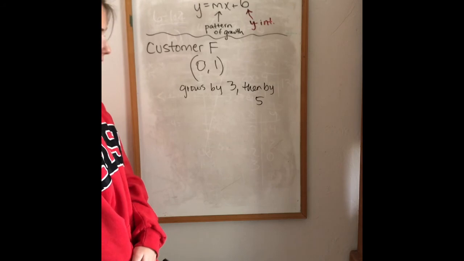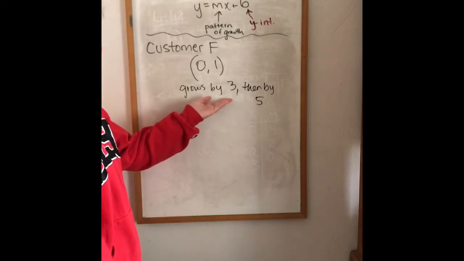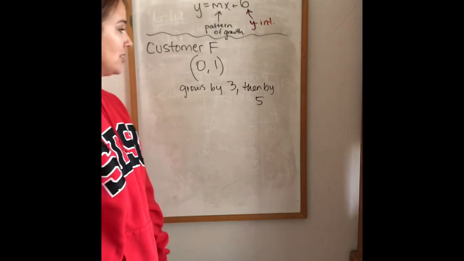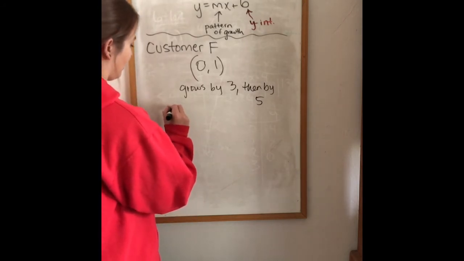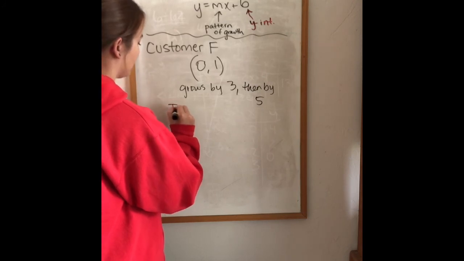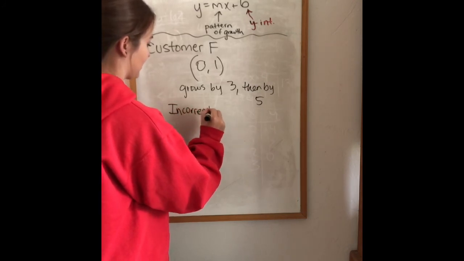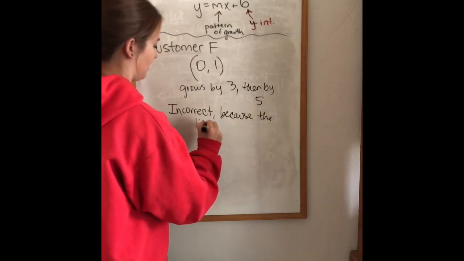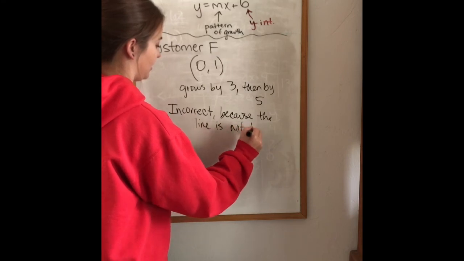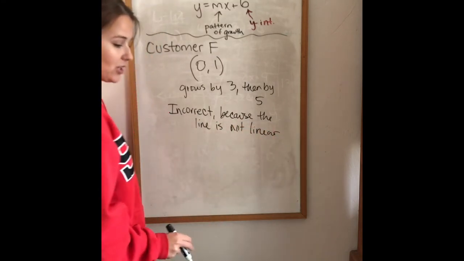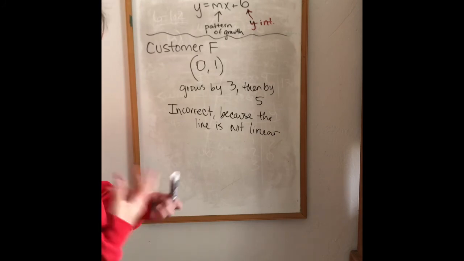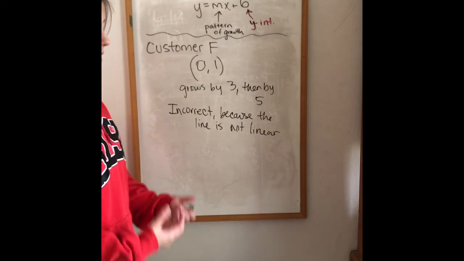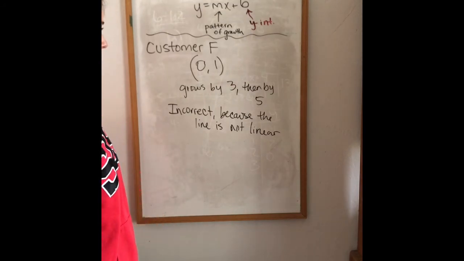So let's see, we wouldn't know where it grows by 3 and by 5. We don't know which point it does that at. So unfortunately, incorrect, because the line is not linear, which just means straight. We need more information about this one. It's not linear, we can't draw a straight line for it. So that would be customer F.